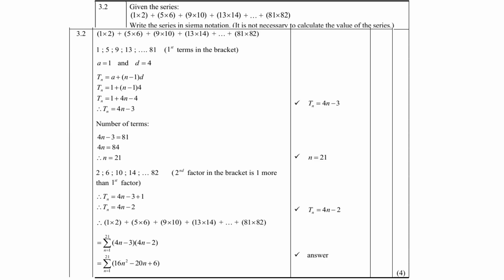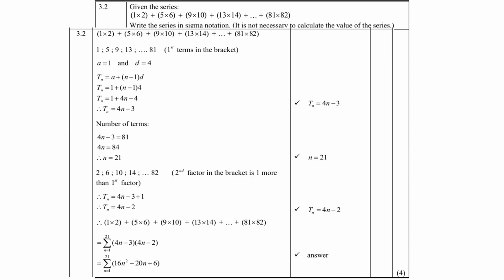Remember, you must see this as actually two series in one. If you look at all the first numbers of each bracket, like 1, 5, 9, 13, 81, they form a sequence. And then the second number in the brackets, 2, 6, 10, 14, 82, they form their own series.